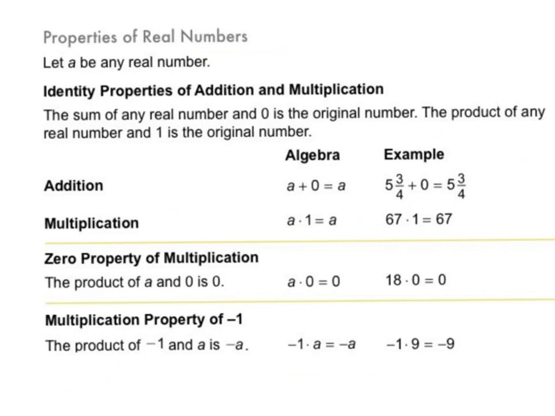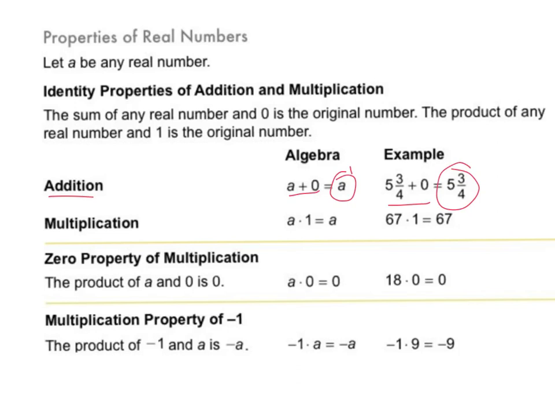Alright, and then we have a few more properties here. Your identity properties. Identity properties means the number just stays the same with something that you do to it. So if we look at our identity property of addition, if you add 0 to something, you get that number back. So that would be your identity property. So 5 3/4 plus 0 equals 5 3/4. That's your identity property of addition.